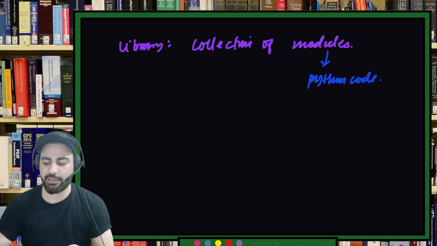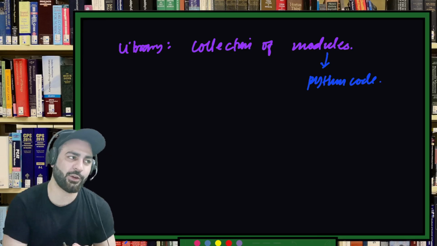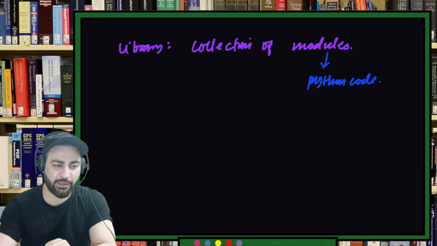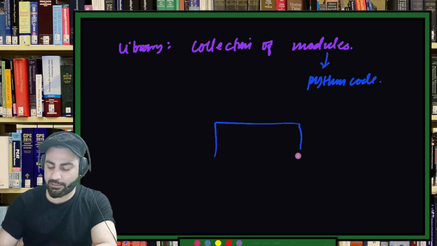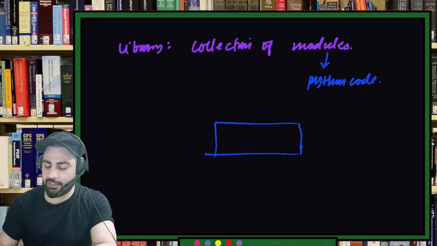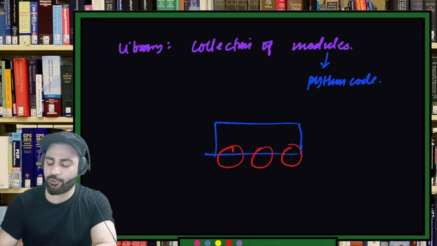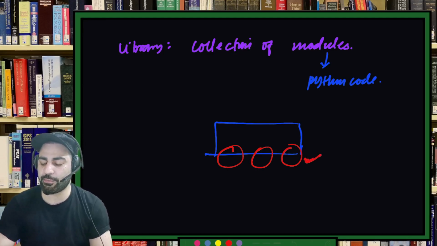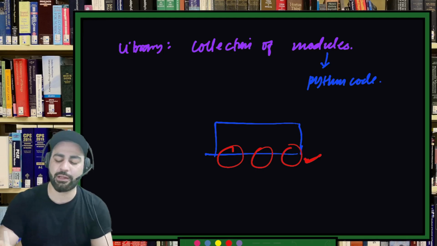Everybody clear with the libraries? Why are these libraries created now? If you are designing something, every time you don't have to reinvent the wheel. Let's suppose you have a car like this, and these wheels have been discovered. You should not do the research again to come up with the wheels. Better is to use the pre-existing things which are good, and these libraries are usually optimized.